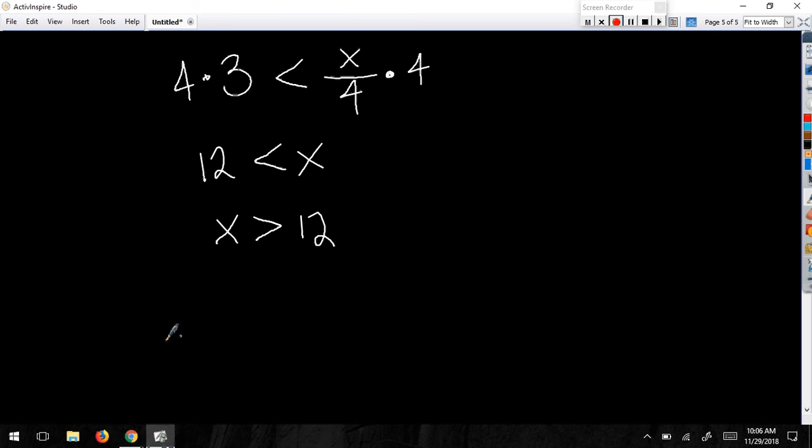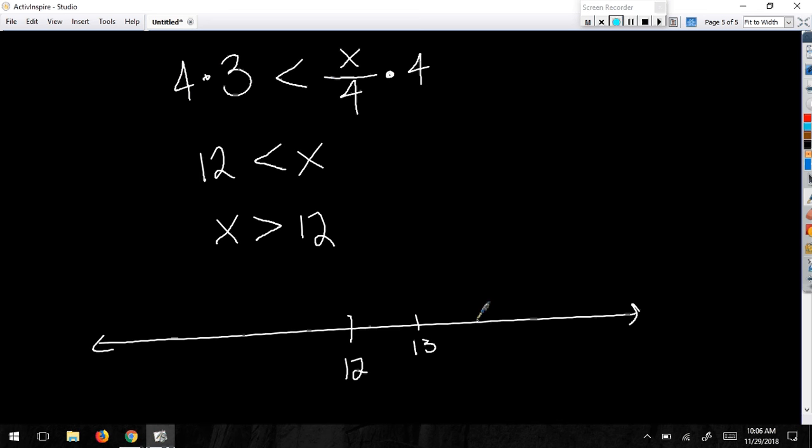That's right. All right, so 12 is my number on my number line. I'm going to go above a couple. I'm going to go below a couple. Open or closed on 12? Open. Should I say left or right? Right. Now, let me throw a fraction in.